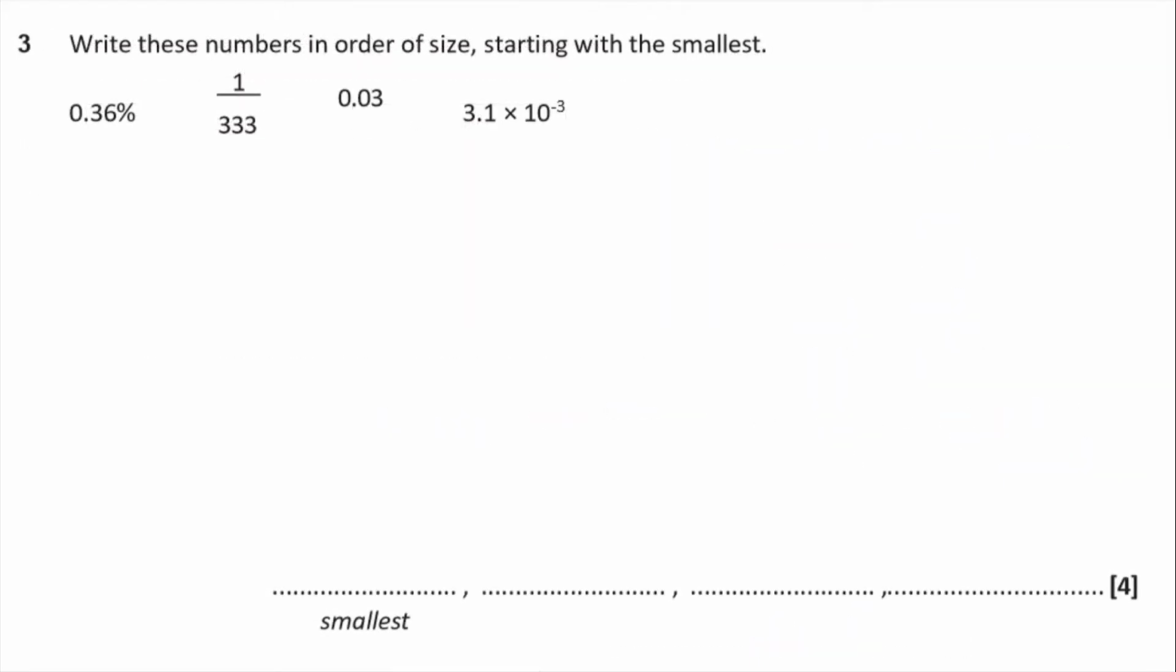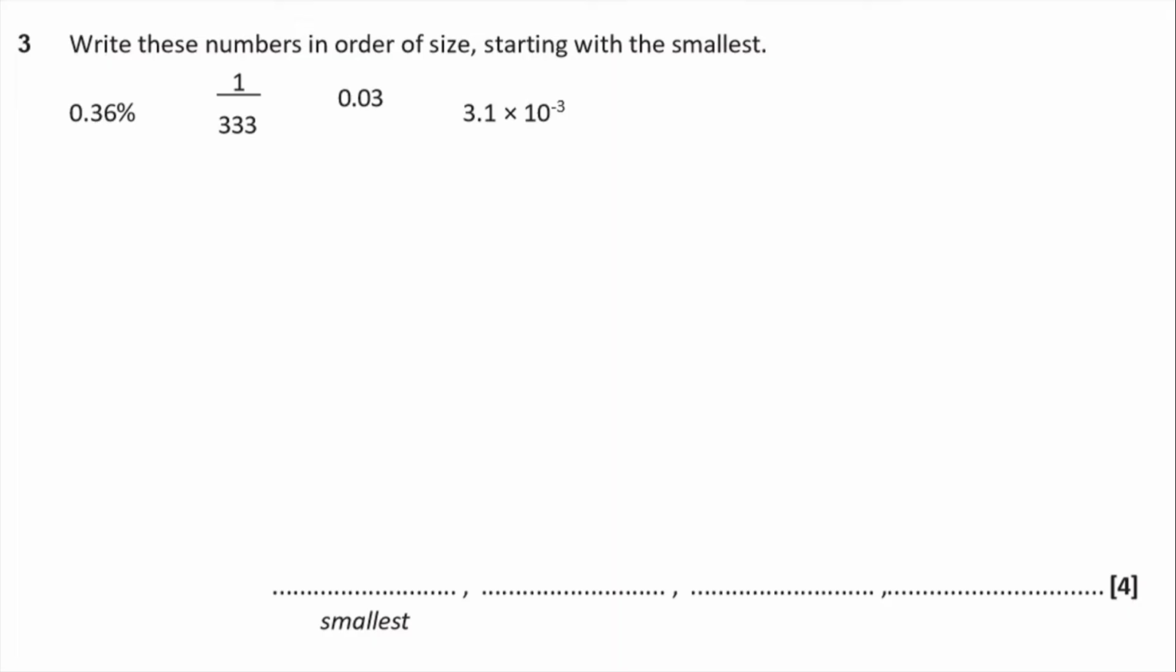Question 3, write these numbers in order of size, starting with the smallest. Okay, so we've got a motley collection of different numbers here, all in different formats. How are we going to compare them? Well, I suppose we need to get them all into a similar format. I think probably the best thing to do is just write them all as decimals, and then we can easily compare them, can't we?